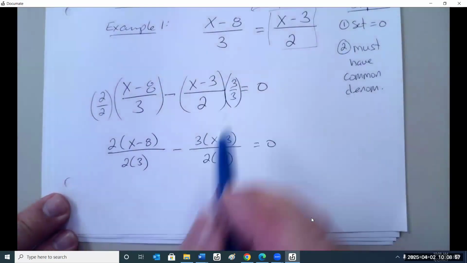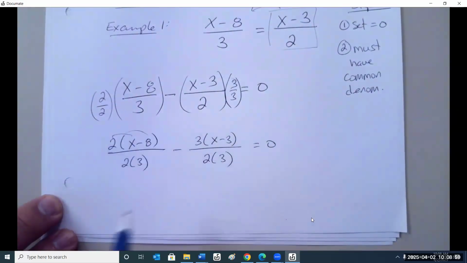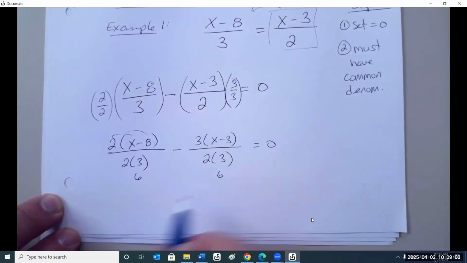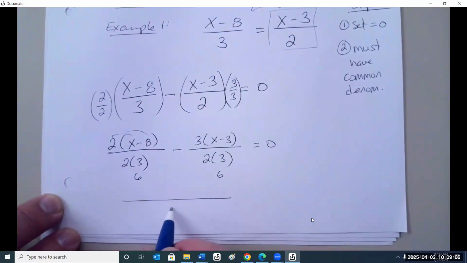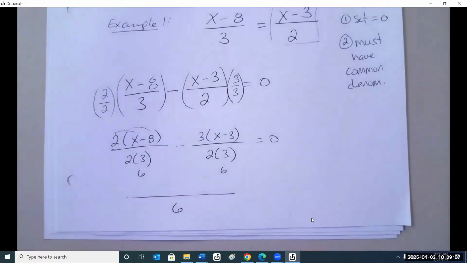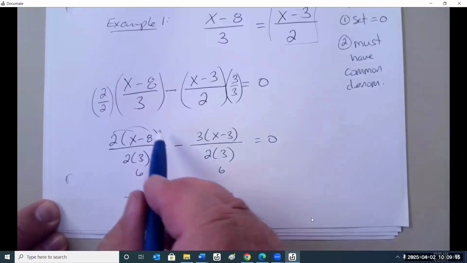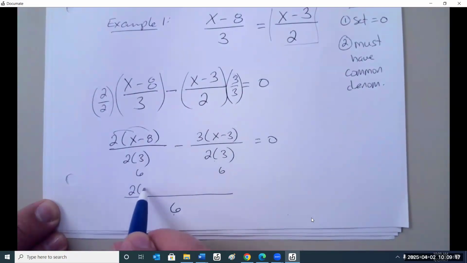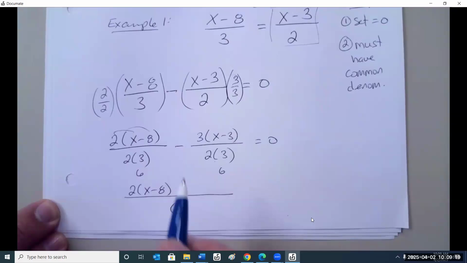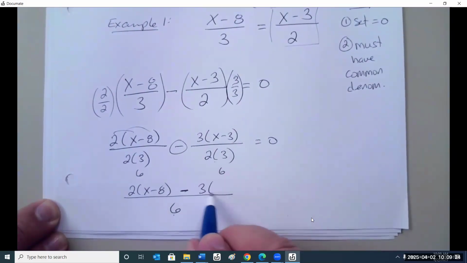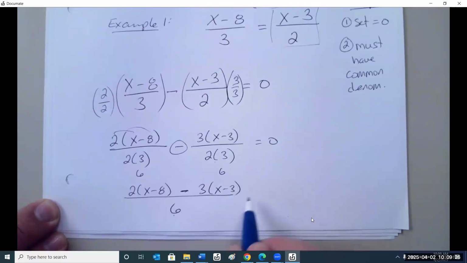So we just distribute now. Since the bottoms both equal 6, I can now combine both fractions. Since you have a common denominator, I represent it once. So I have 2 times x minus 8 minus 3 times x minus 3 equals 0.